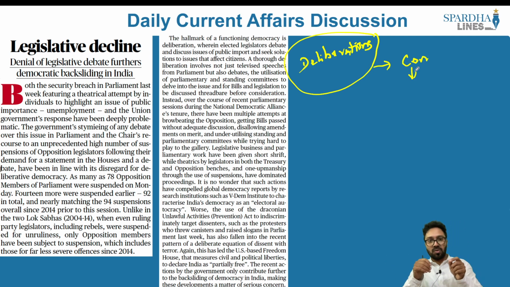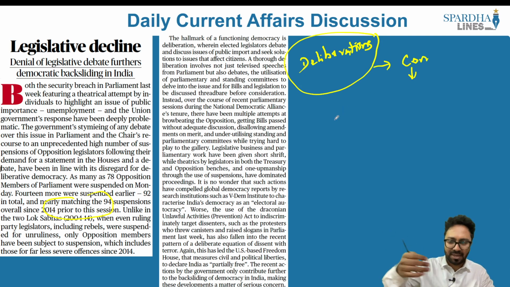If they are not allowed to do so, in that particular case, the very hallmark of the functioning democracy, which is deliberation, will be at stake. So the article goes on to say that as many as 78 opposition members of the parliament were suspended, 14 more were suspended earlier, 92 in total, and nearly matching 94 suspensions overall since 2014 prior to this session. So the article goes on to say that if at all there is a debate that has to be discussed, they have to be deliberated, there has to be discussion point about a particular matter.